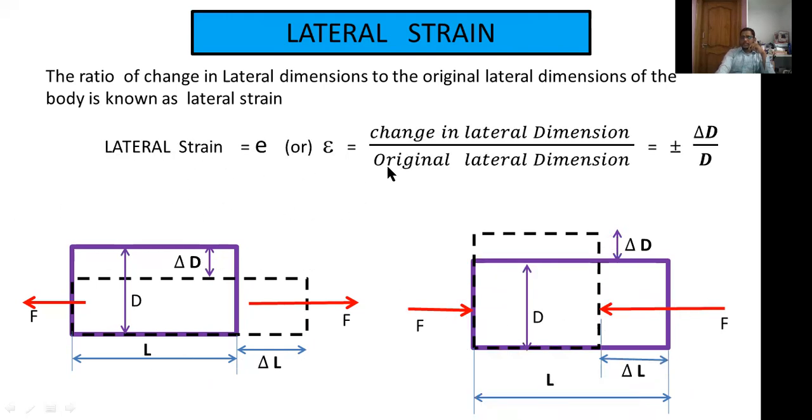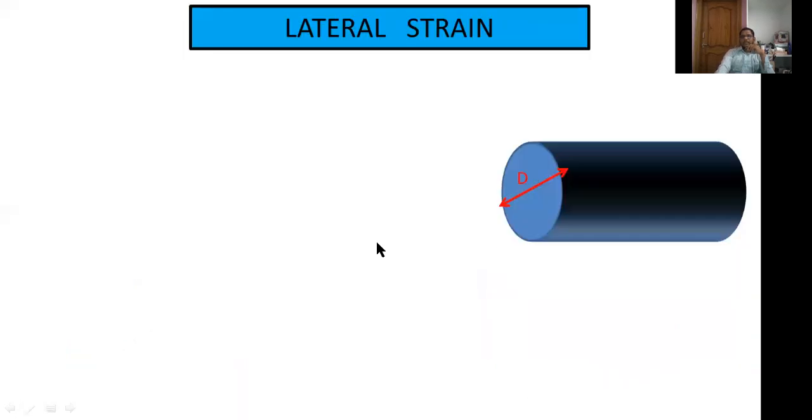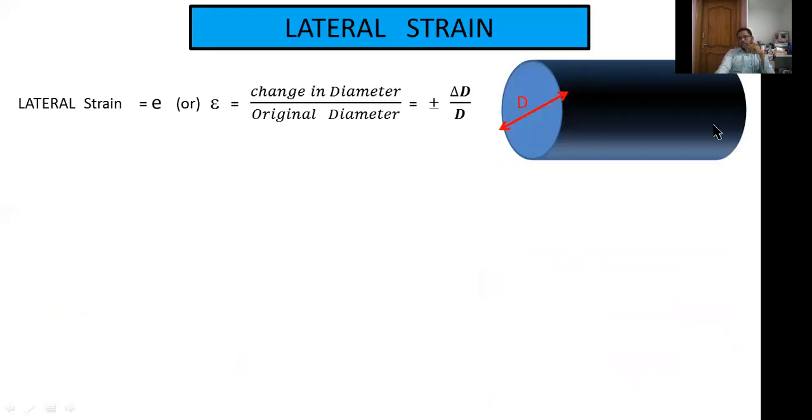The lateral strain equals change in lateral dimension by original dimension. In case of circular shafts, the lateral dimension is diameter, so delta D by D. Here the negative sign is for tensile loads and the positive sign for compressive loads. For circular shafts, small d or capital D is the lateral dimension. Dimensions other than length are called lateral dimensions.